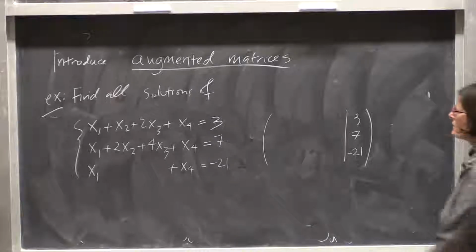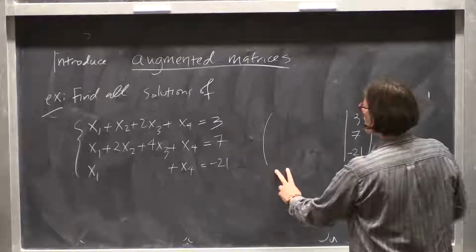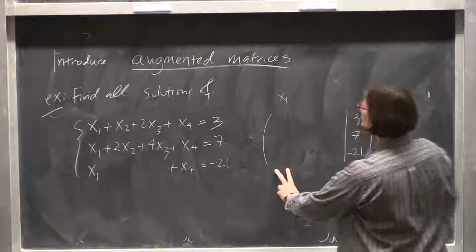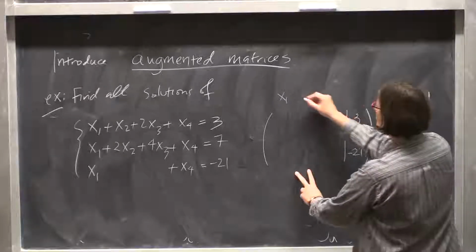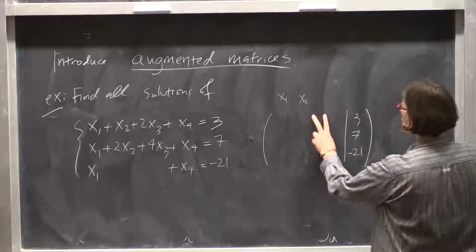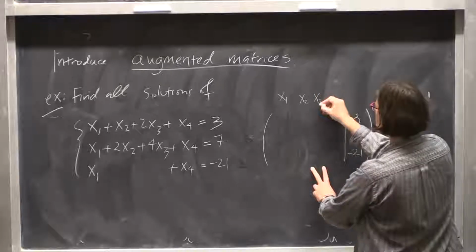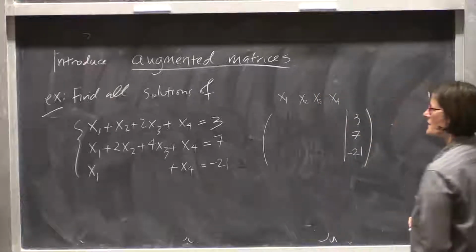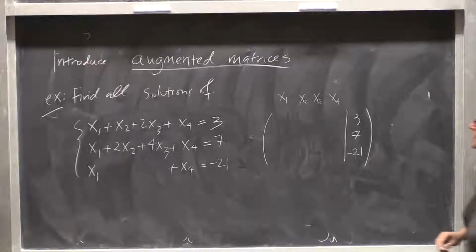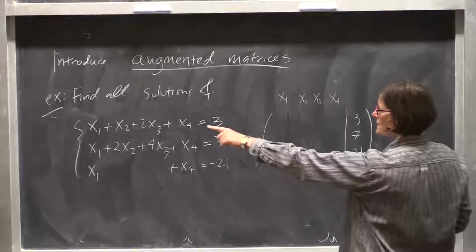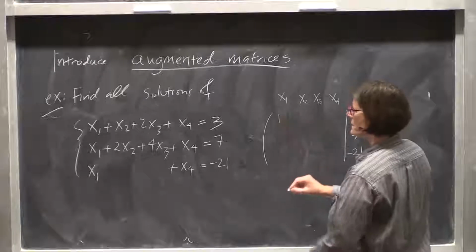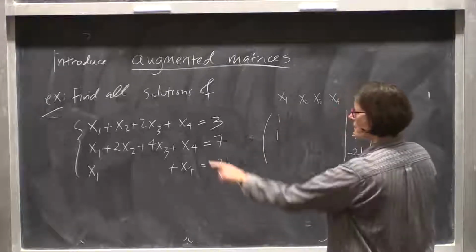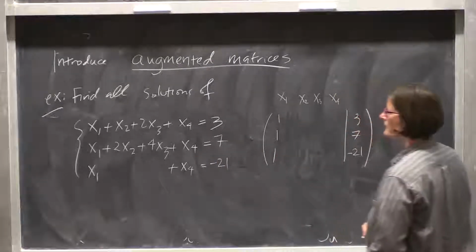Okay, so this column is going to be the coefficients that are multiplying x1. This column is going to be the coefficients that are multiplying x2. This column is going to be the coefficients that are multiplying x3. And this column is going to be the coefficients multiplying x4. So the coefficients multiplying x1: first equation we have a 1. Second equation we have a 1. Third equation we have a 1.